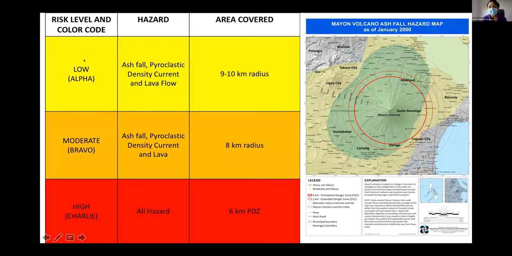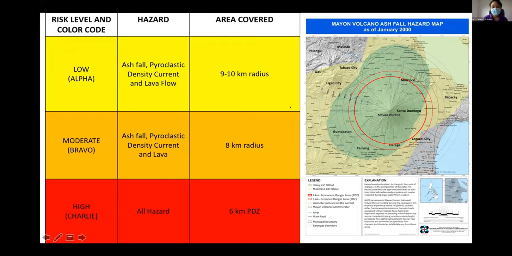So, for Albay po, ang classification po natin for Alpha, Bravo, and Charlie is makikita po natin sa harapan. For Alpha, within 9 to 10 kilometer radius. Bravo is within 8 kilometer radius. Charlie is within 6 kilometer permanent danger zone na makikita po natin ang kulay pula.